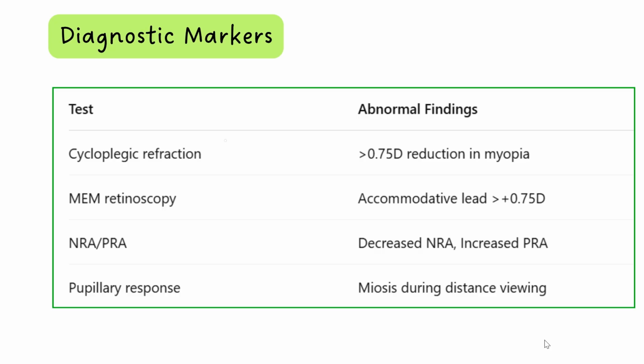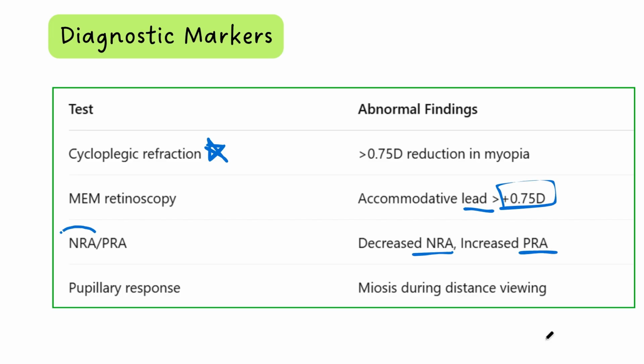When we talk about diagnosis, the standard test for diagnosis is cycloplegic refraction, and after cycloplegia, you are going to find more than 0.75 diopters reduction in myopia in these cases. Also, on monocular estimation method of retinoscopy, you are going to find accommodative lead of more than 0.75 diopters. When you carry out the negative relative amplitude of accommodation and positive relative amplitude of accommodation, that is the NRA and PRA test, you are going to find decreased NRA and increased PRA.